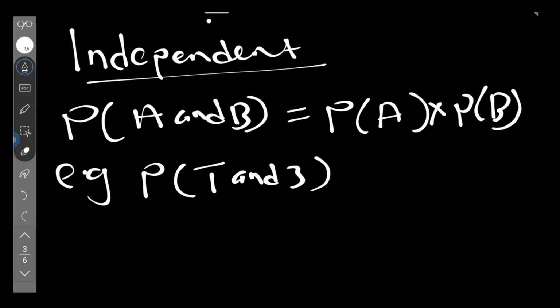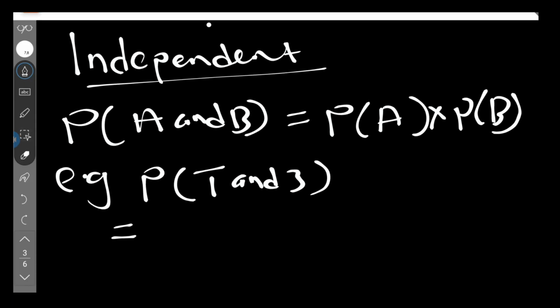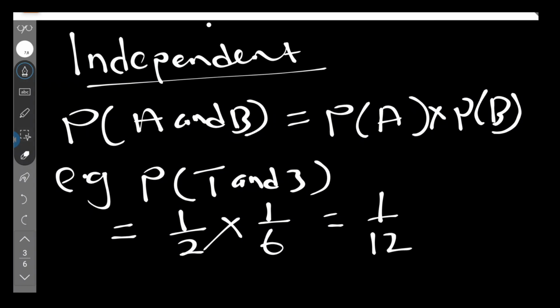So you're going to basically say, P(A and B) is equal to the probability of A multiplied by the probability of B. In this case, it's the probability of T multiplied by the probability of 3. What is the probability of T? A coin has two sides, so it's 1 over 2, multiplied by the probability of getting 3 on a dice, which is 1 over 6. That's going to be 1 over 12. That's basically how you calculate when the events are independent.